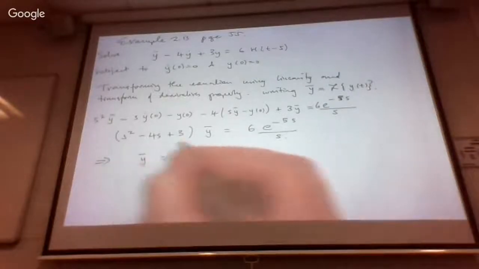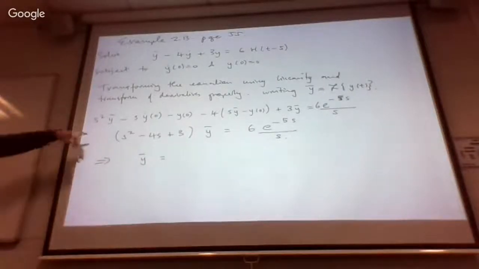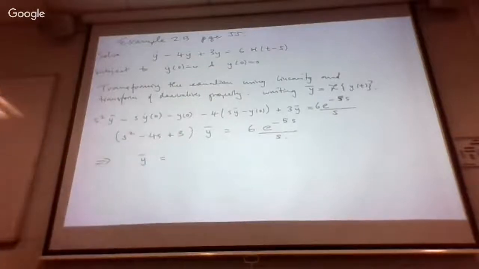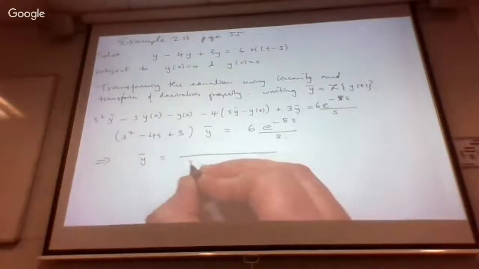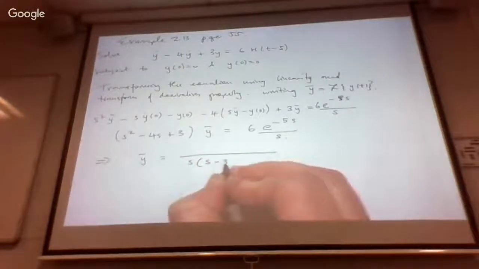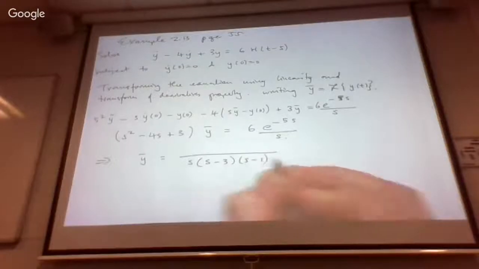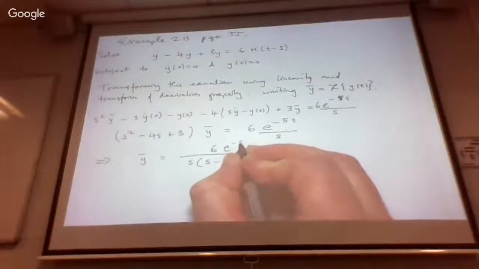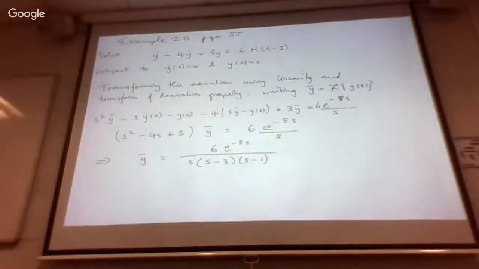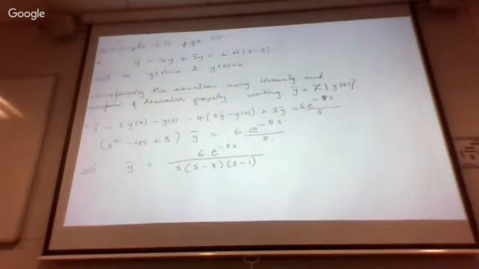And at the same time, we'll factorize it. We'll notice that that is a nice factorization: s minus 3, s minus 1. So what we end up with is this rational function: s times s minus 3 times s minus 1 in the denominator, and in the numerator, we have 6 times e to the minus 5s. Okay. So that's the end of step 3.